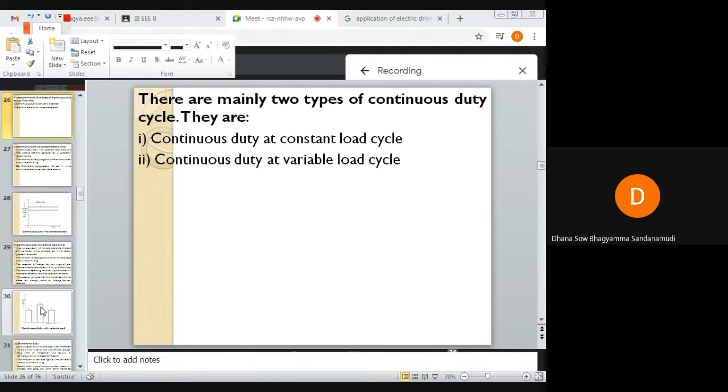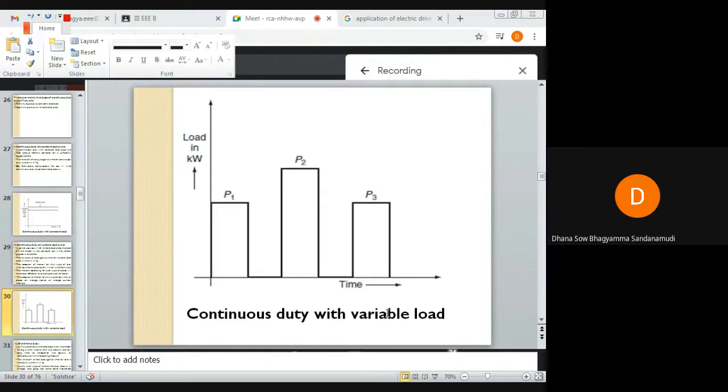You can see here, this is a continuous duty with variable load. This is the load with respect to time. So you can see how the load is varying with respect to time. It is not constant. So selection of the motor for such type of duty involves thermal calculation, which is a difficult task.